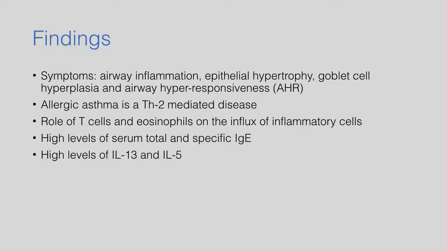Symptoms that correlated with asthma included airway inflammation, epithelial hypertrophy, goblet cell hyperplasia, and airway hyperresponsiveness. Both acute models and chronic models have been used to identify mediators of asthma. In the acute models, it was found that there were high serum levels of immunoglobulin E. Interleukin 13 and 5 were also found to be key mediators in the inflammatory response in the airways.